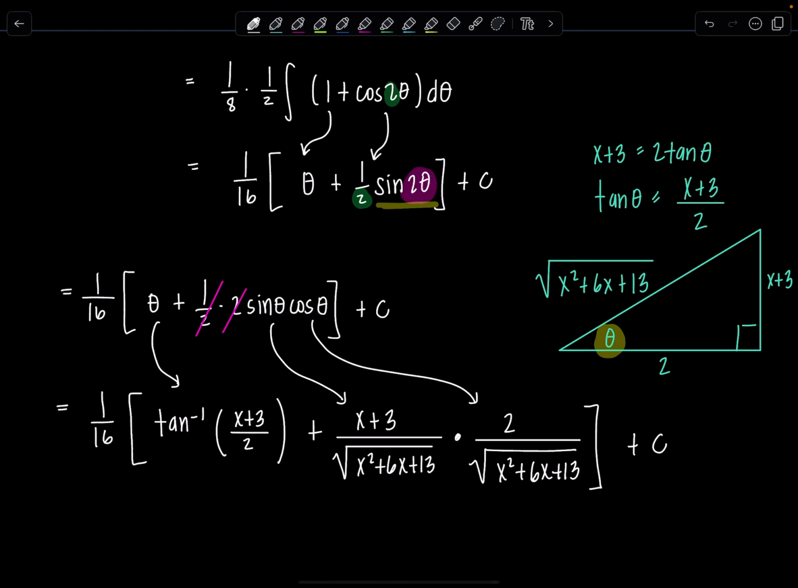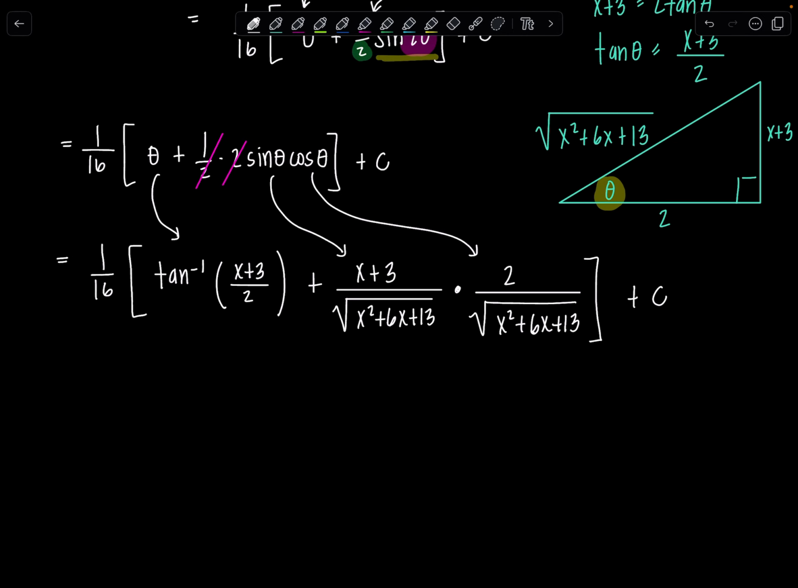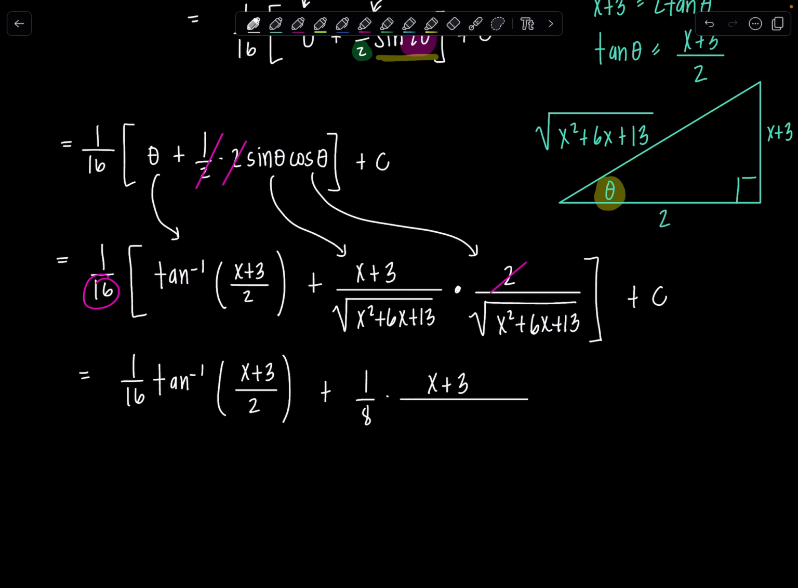And then let's clean up a wee bit more. There is something that can be done. I'm going to distribute the 1/16. So we have 1/16 tan inverse x plus 3 over 2 plus, now watch this, when the 1/16 distributes over here, it'll cancel with the 2, right? Boop, you're gone. And then this is now going to be 1/8 times, I still have x plus 3 over here, over, now, when you have a radical times itself, the square root goes away. So then this is just going to be x squared plus 6x plus 13, like that, plus c.